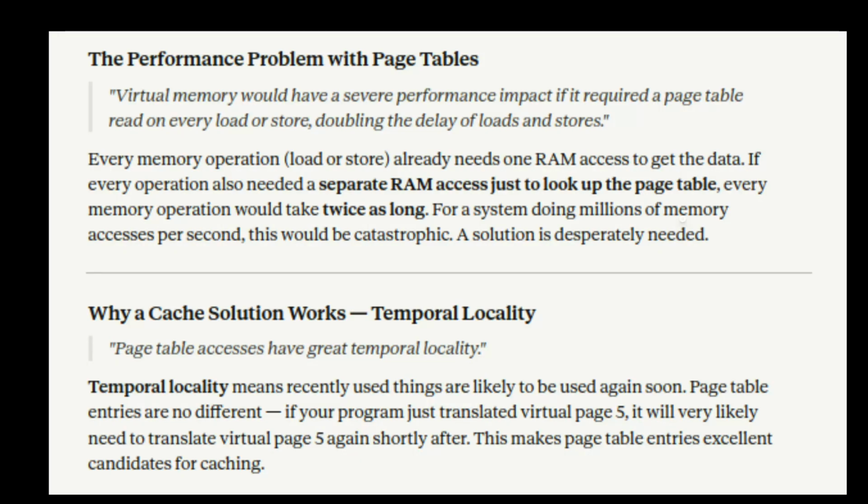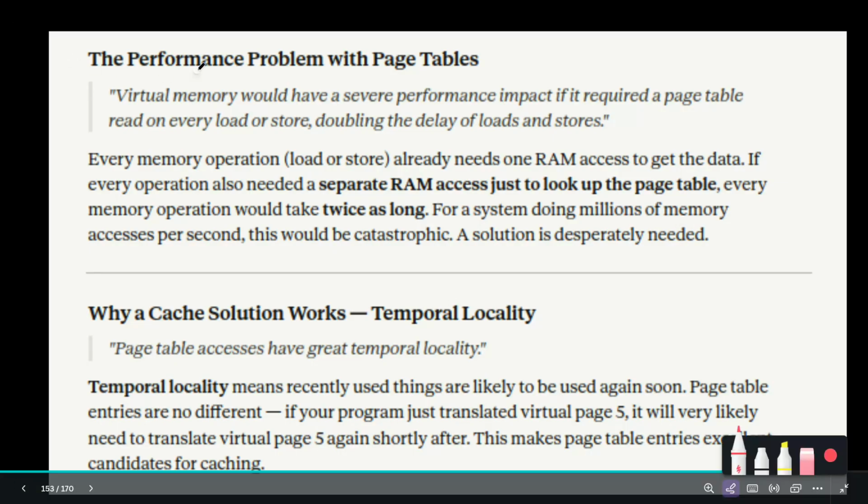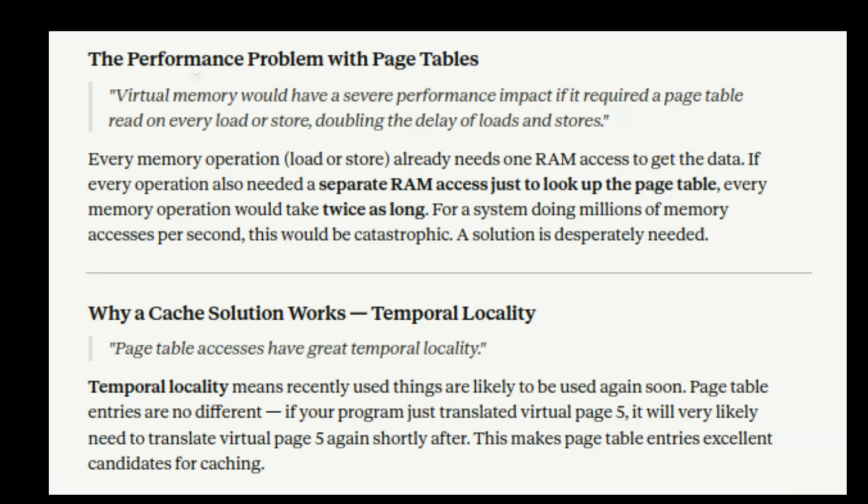So what happens here, you have to understand. Virtual memory would have a significant performance impact if it required a page table read on every load or store, doubling the delay of load and store. A separate RAM access just to look up the page table is needed. So every time a load or store comes, along with the page table lookup and the memory access, 2 times you are accessing the memory. So the system becomes twice as slow. Each operation would now take twice as long.